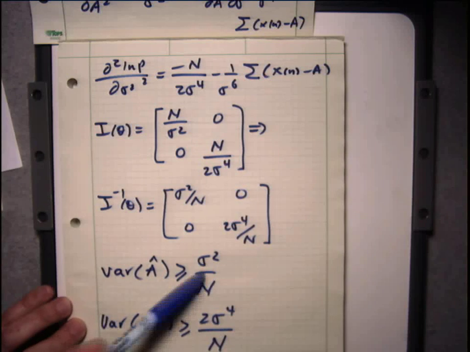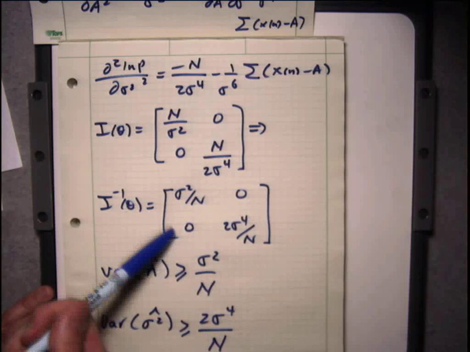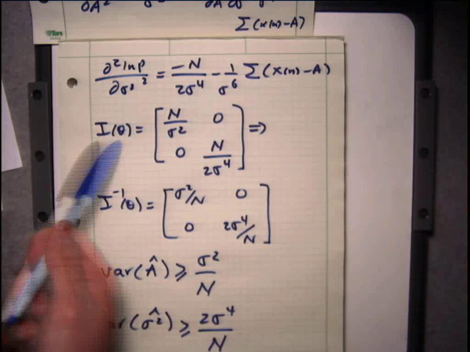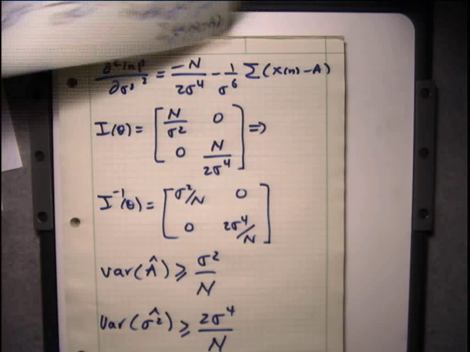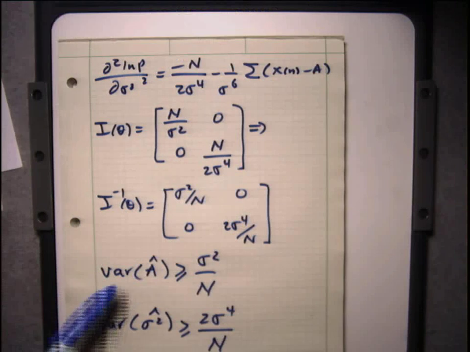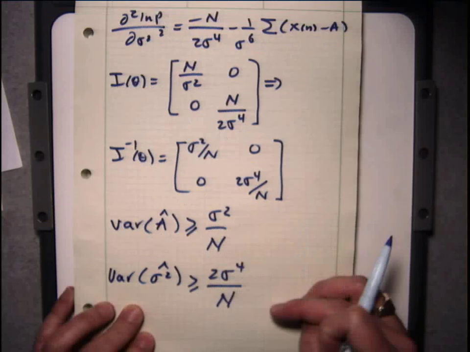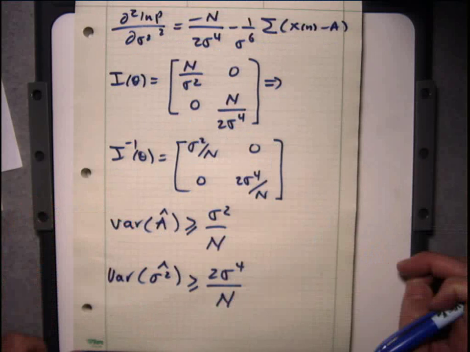Okay? Now I was able to do this because this is a diagonal matrix, so the inversion of it was very simple. But there's something also interesting about the fact that this Fisher information matrix has off-diagonal terms that are 0. What that tells you is you can actually estimate these two quantities independently. Right? You can estimate one, then estimate the other. In other words, the lower bound can be computed separately for these two as well.